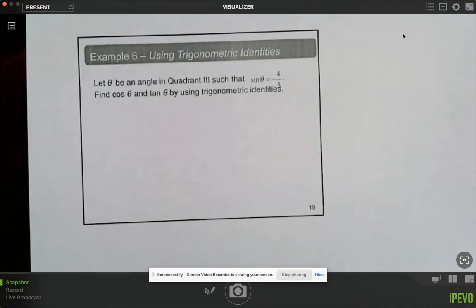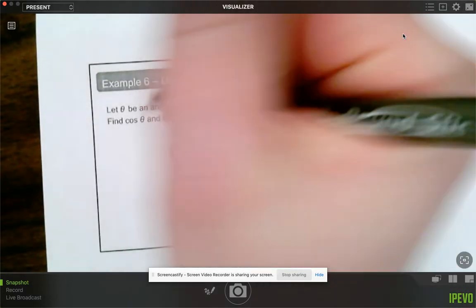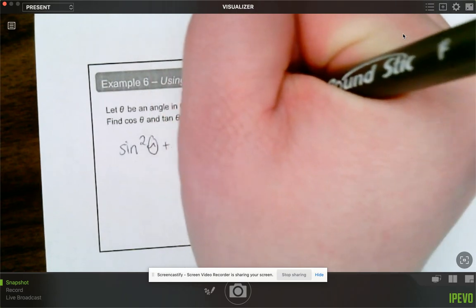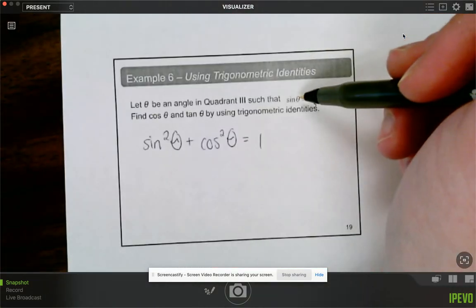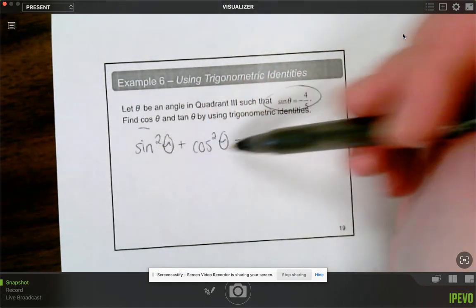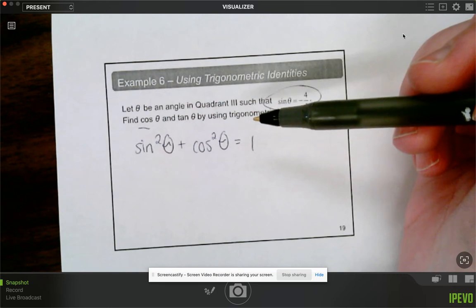Okay, because they want you to find, so they give you the sine value of -4/5, and they want you to find cosine and tangent by trig identities. So when we did examples 1, 2, and 3, we just used the definitions. The identities are things like sine squared plus cosine squared equals 1, and so on. So that's exactly what I'm going to use here. A trig identity would be sine squared plus cosine squared theta equals 1. The reason I did that is because they tell me to find cosine and they gave me sine. So I have both those things here. Okay, there are other ones you could use if you needed to.